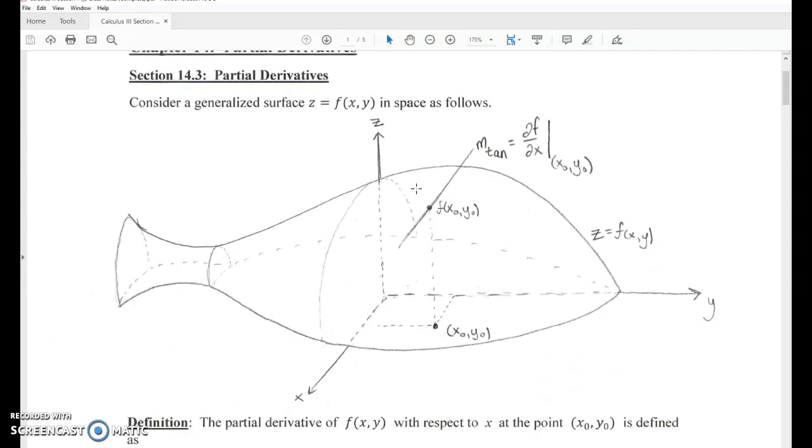Okay, so we've got to talk about what is a partial derivative. I will always draw this thing. I actually talked about it in class the other day a little bit, but this is just a generalized surface, z equals f of x y. I want you to visualize it. I guess it kind of looks like a whale or a fish or something like that.